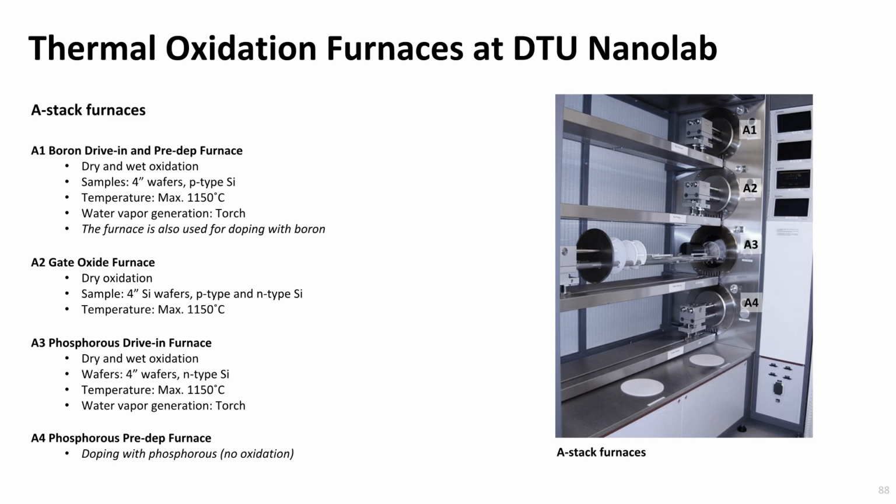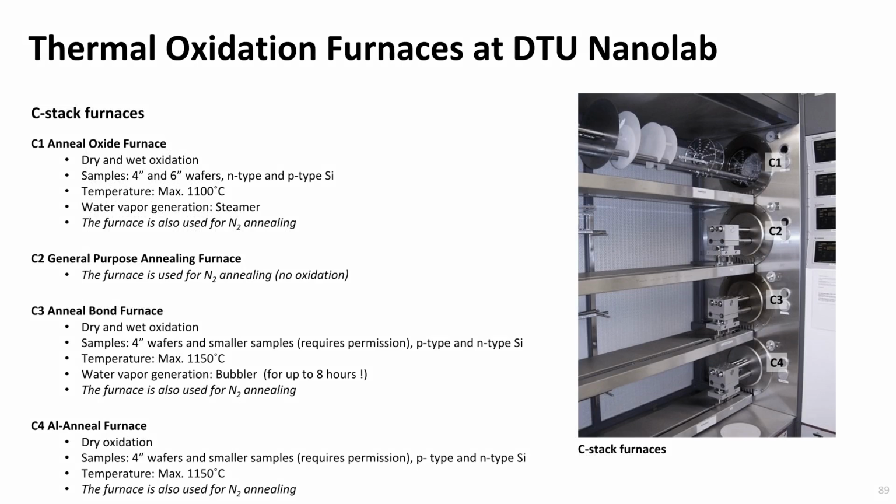Furnace A3 allows wet and dry oxidation of N-type silicon wafers at temperatures up to 1150 degrees. Water vapor is generated using a torch. Furnace A4 is not an oxidation furnace, it is solely used for doping with phosphorus. The C-stack furnaces. Furnace C1 allows wet and dry oxidation of P and N-type silicon wafers at temperatures of up to 1100 degrees. Water vapor is generated using a steamer.